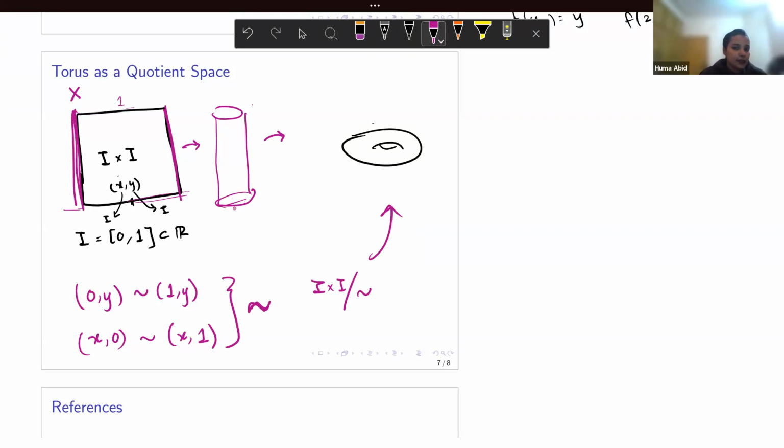And then if you want to define a topology on the torus, what you do is you pick a set here, for example, any set, and then you check its pre-image. If its pre-image is open under this product topology, then the set here would be open, and vice versa, right?